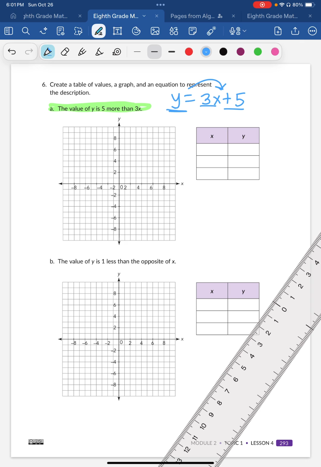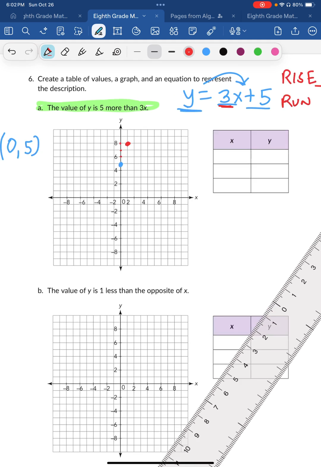So let's graph that. Where's our y-intercept going to be? 0, 5. Now, what is my slope? 3. So I'll rise 3, run 1. I'm going to rise 3, 1, 2, 3, run 1. Now look, I'm out of room.